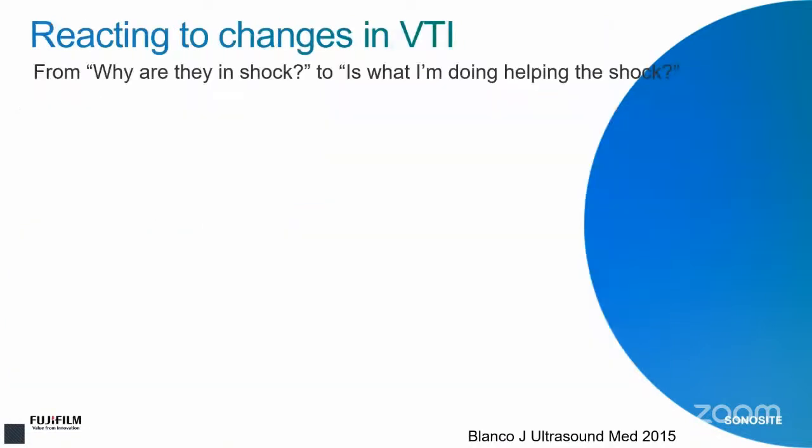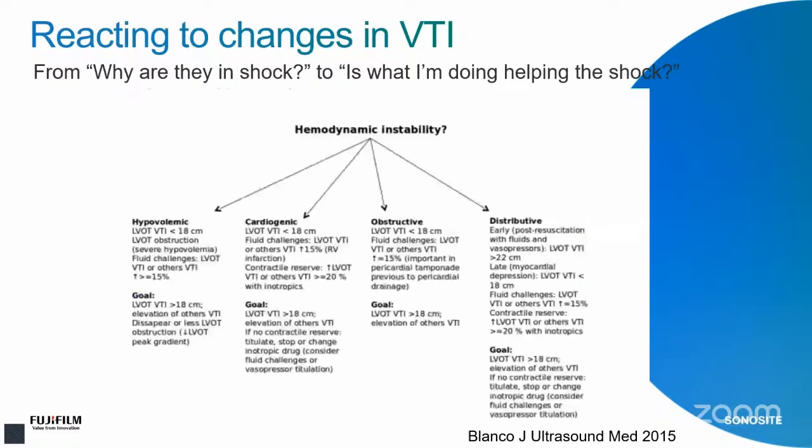We can use this serially, and this is where the real power comes in. And we can change ourselves from thinking, why are they in shock? We've already established that, to, is what I'm doing to them helping the shock? And so we can think about a hemodynamically unstable patient who starts in this low cardiac output state for all of them, and then we do something. We either add inotropy or fluids, and we see whether that improves our cardiac output as measured via LVOT VTI.